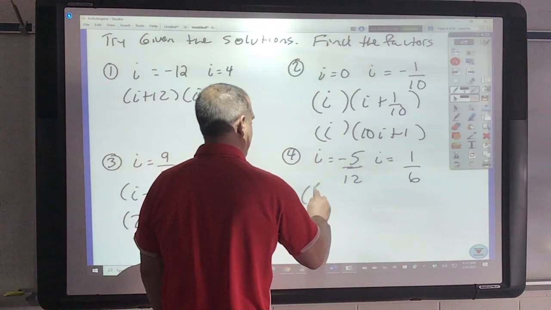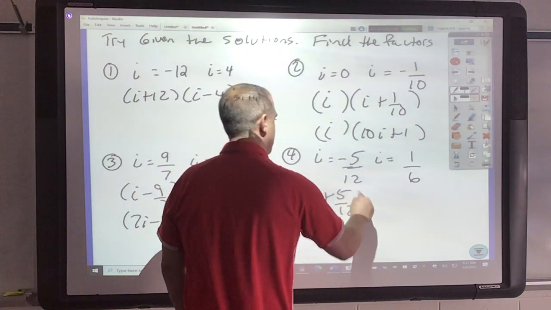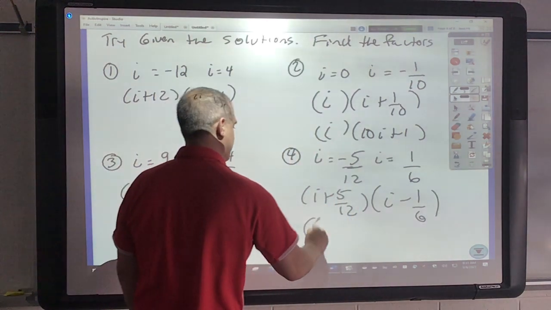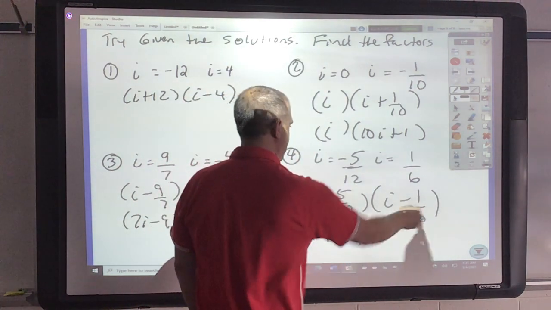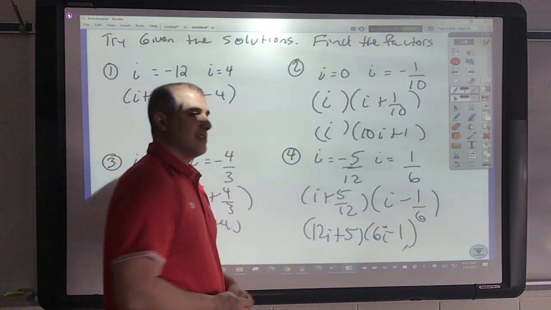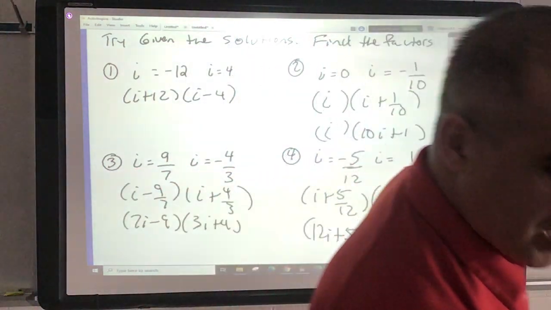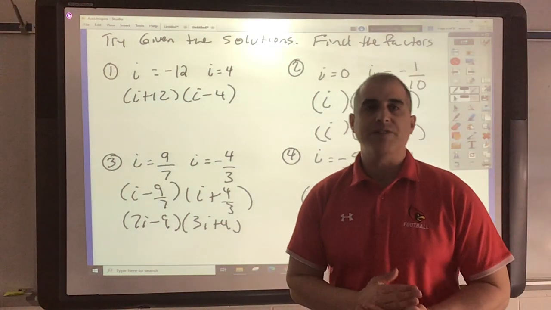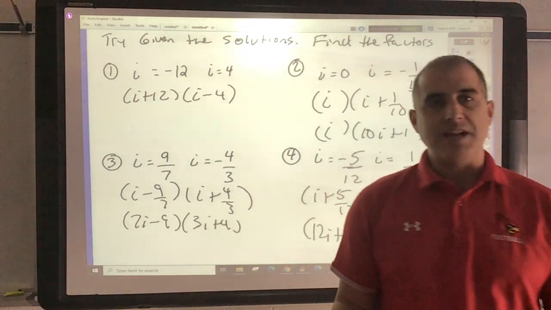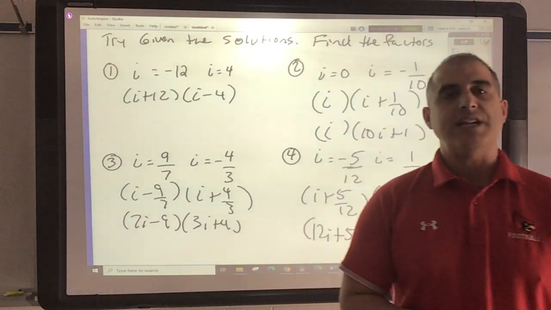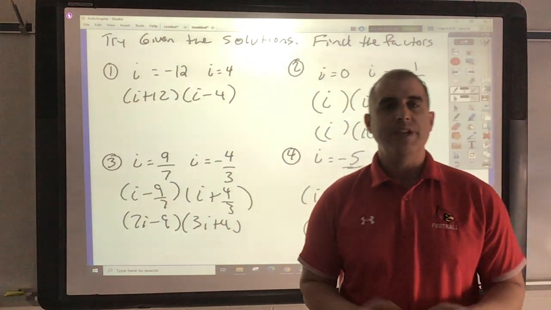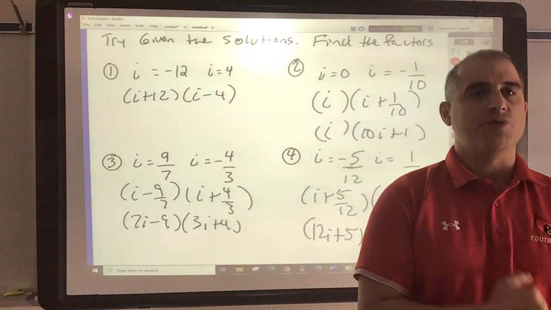This moves back, it will become I plus 5/12. This moves back, it will be I minus 1/6. The 12 comes up, 12I plus 5. The 6 comes up, 6I minus 1. So that's how simple converting from solutions to factors is. So we've talked about factoring, finding the solutions from factors, and now we're taking our solutions and making them factors. In the next video, we're going to talk about graphs and how we can take the graph, find the solutions, find the factors.